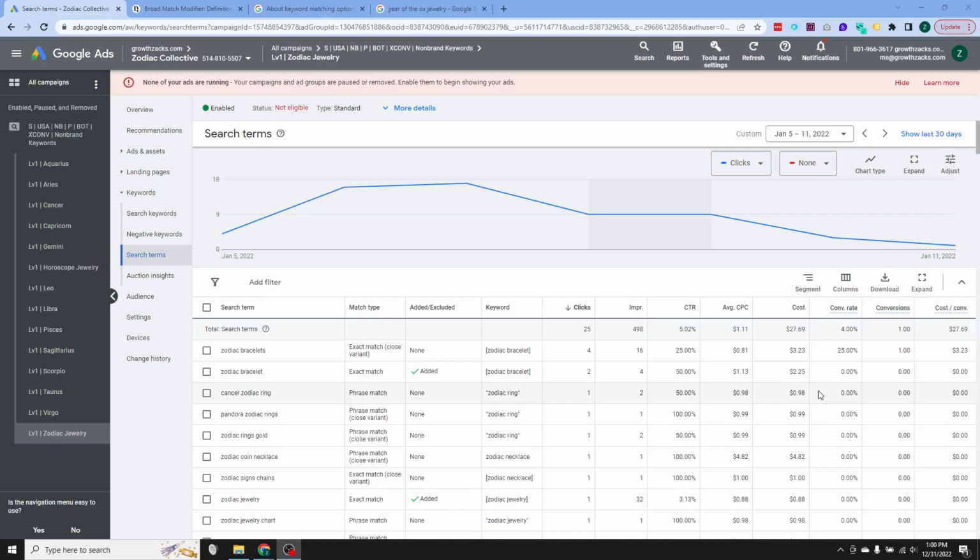Negative keywords are a really important strategy in Google Ads for optimizing your campaigns. Now, they're not as important as they used to be. They are still used, they are still important, but they don't have the same level of significance that they did 3 years ago.